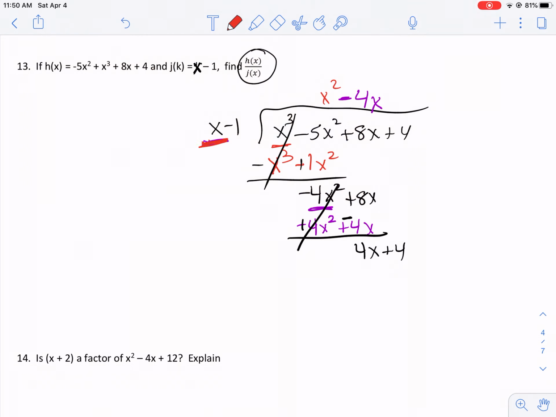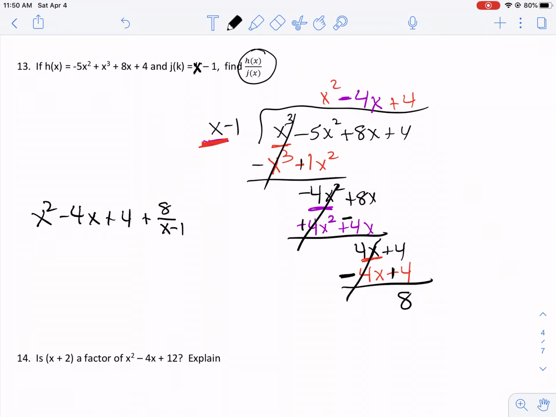What do I multiply x by to make a 4x? Multiply by a positive 4. So I get 4x minus 4 when I distribute. Subtraction step, change both the signs. 4x's cancel, and I'm left with 8. So the final answer is x squared minus 4x plus 4 plus 8 over x minus 1.